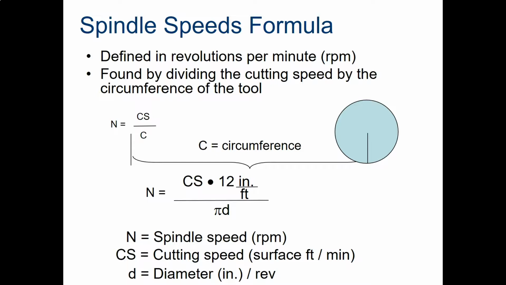Pause the video and take a moment to record this equation and what each one of these letters mean. N, spindle speed in RPMs. CS, cutting speed in surface feet per minute. We have to convert it to inches per minute. Diameter of the tool in inches per revolution is your D.